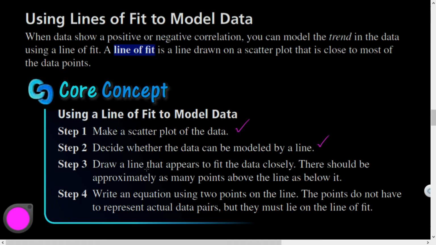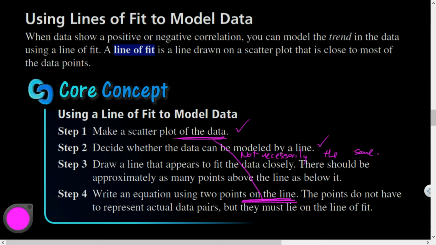Let's see. Draw a line that appears to fit the data closely. So draw what we would call your best fit line. And there should be approximately as many points above the line as below it. And then we write an equation of the line using 2 points on the line, okay? So these points are not necessarily the same as data points, okay? I just want to point that out. The points on the line, you might not hit any of the points that they gave you. You might hit a bunch of them, okay? So the points do not have to represent actual data points, but they must lie on the line of best fit. So let's do example 3.